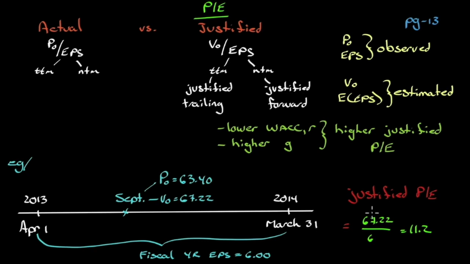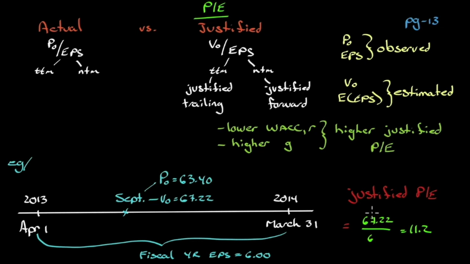So that's all you need to do. Whether it's a 2-stage model, 3-stage model, 1-stage, H model, whatever the case is, whatever intrinsic value you come up with per share, if that's your numerator instead of the actual price, if your intrinsic value that you estimate is your numerator, you are calculating justified PEs, forward and trailing.